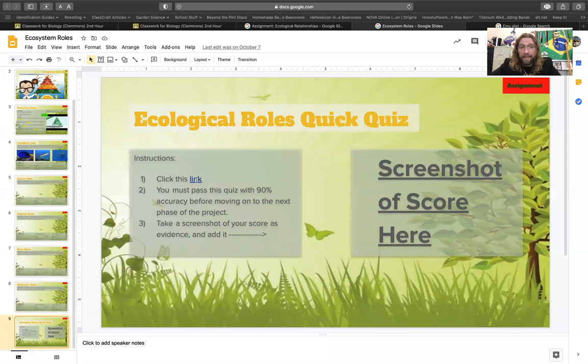Then you go down here, take a quick quiz. I think it's only 5 or 6 questions. Post your screenshot of your score and the quiz here and turn it in. And that's it. That is the ecological roles assignment.